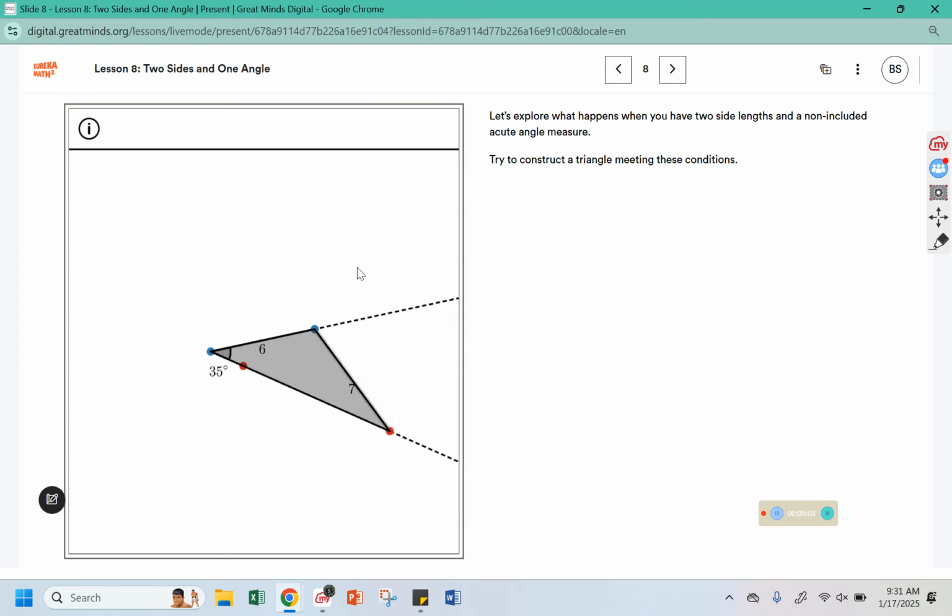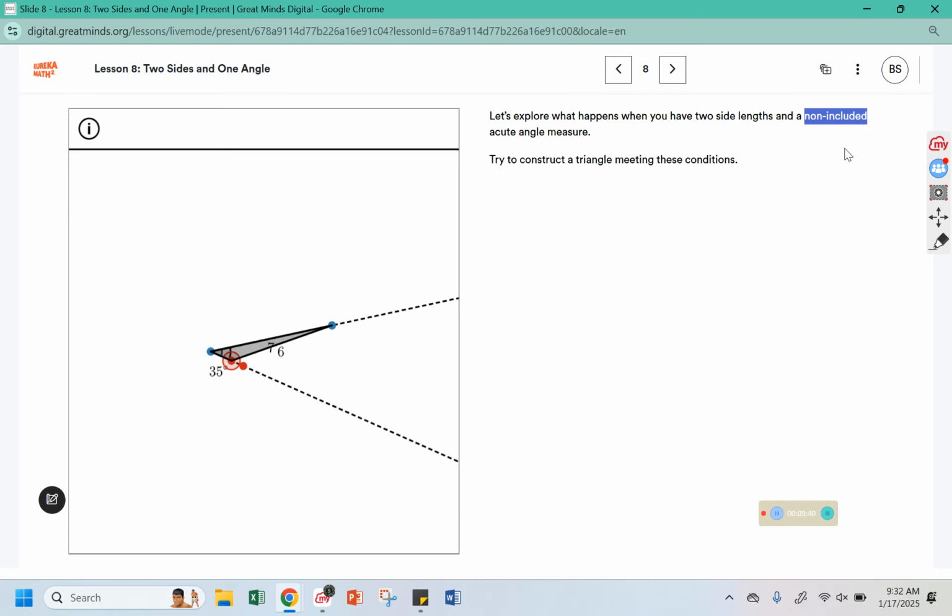Let's see if we switch them. There's a triangle that can be formed here, and there might even be one that's really small. So there are several different possibilities when the angle is a non-included angle.